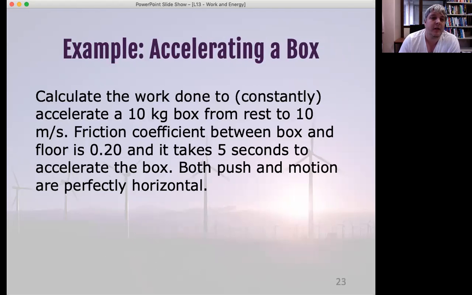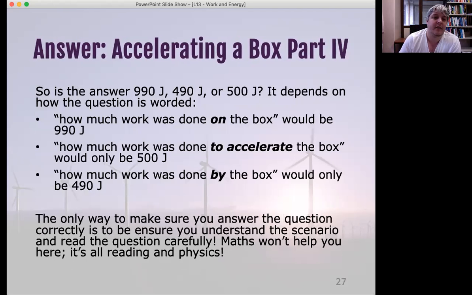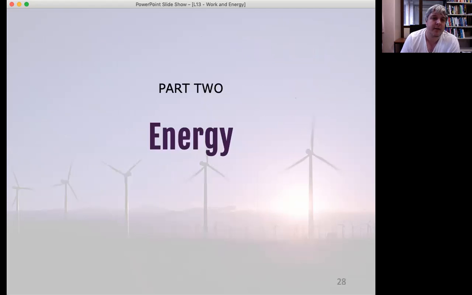What was the question? The question was, calculate the work done to accelerate a 10 kilogram box from rest to 10 meters per second. So the work done to accelerate a box. That means that our answer is actually that second option. The work done to accelerate was 500 joules. Note that you can actually simplify your calculation here. We didn't need to worry about the friction at all. All we needed to know was the net force, because the net force times that distance would give us the 500 joules. So we didn't actually have to calculate the friction at all. But by all means, there was nothing stopping us calculating all of that information.